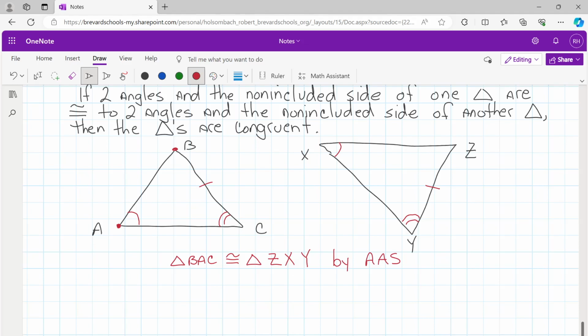regarding triangle congruence. There's an example of side, side, side, side, angle, side, angle, side, angle, and angle, angle, side. So if you want to get that in your notes at some time, it might be helpful because you can condense it all down and have it in one area.